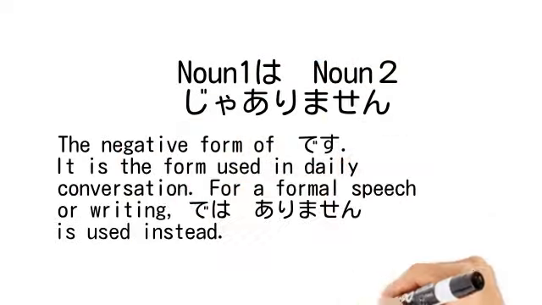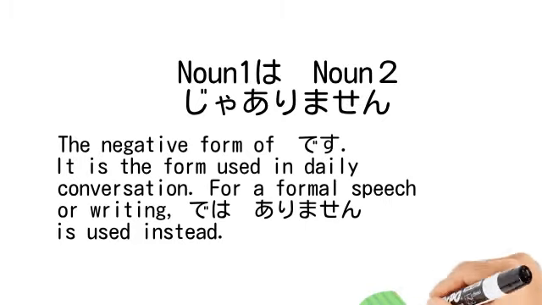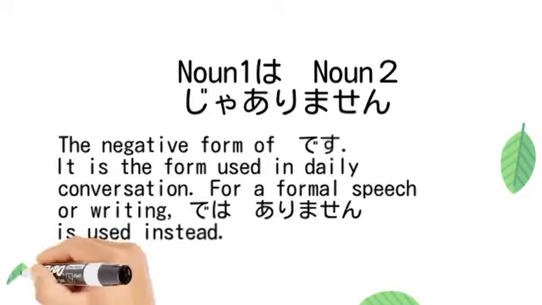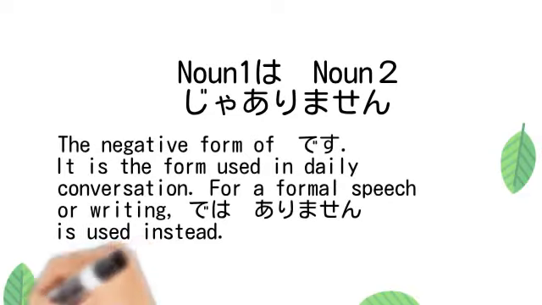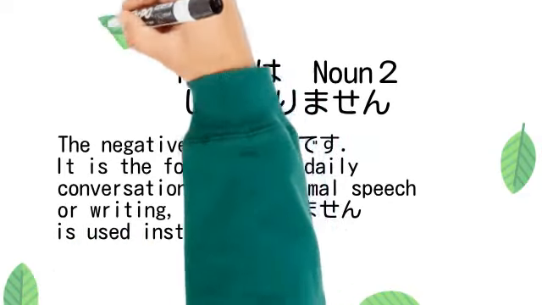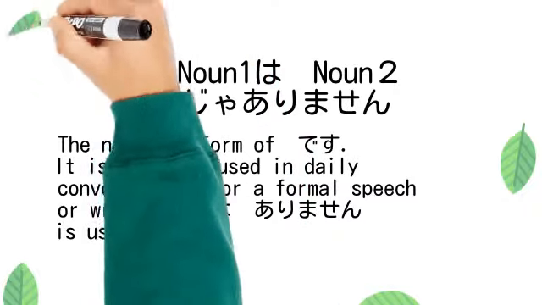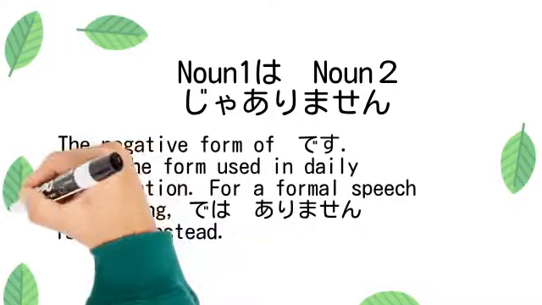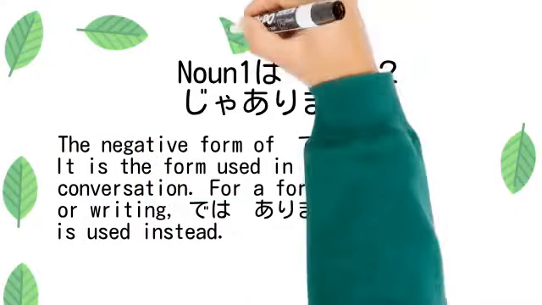Next one is noun 1 wa, noun 2 ja arimasen. This is the negative form of desu. If you want to say that the information is not true, like saying it's not, we use de wa arimasen for written form or ja arimasen. But for speaking, we can use janai desu.